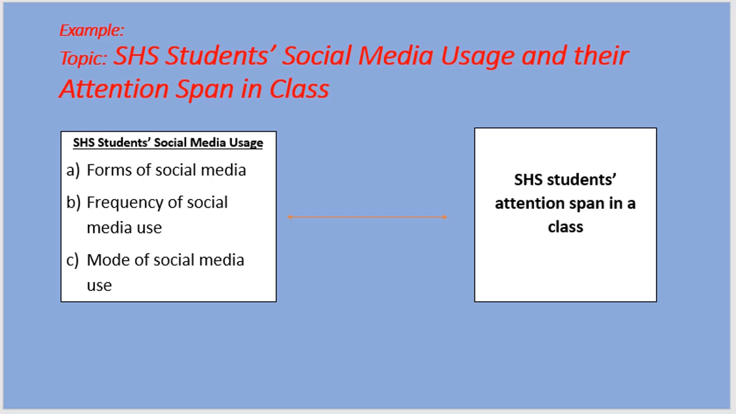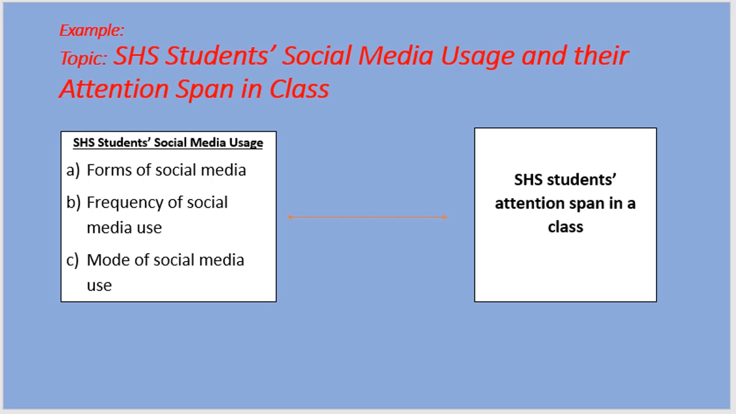The level of senior high school students' social media usage will be described using the three sub-variables: A. Forms of social media, B. Frequency of social media use, C. Mode of social media use.